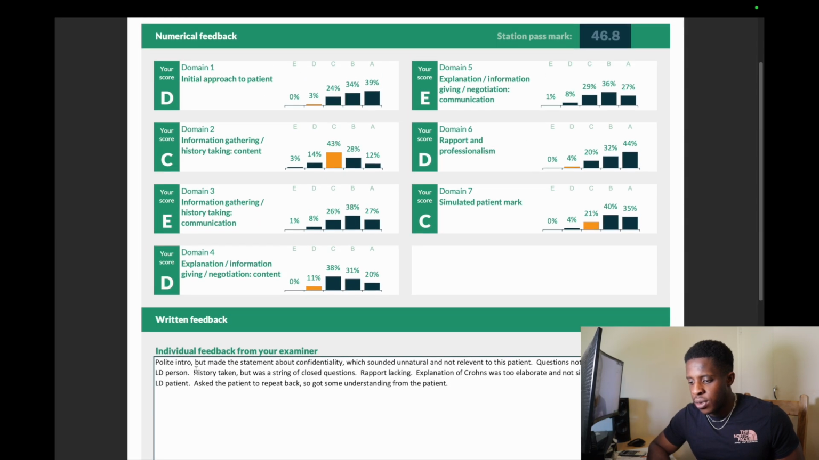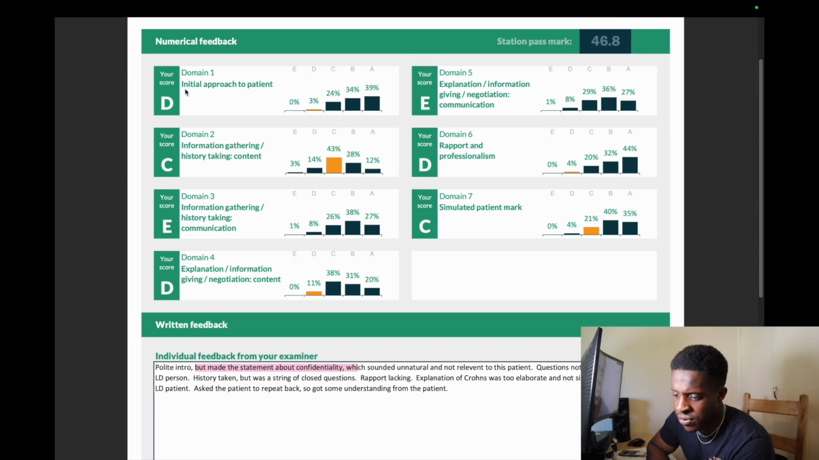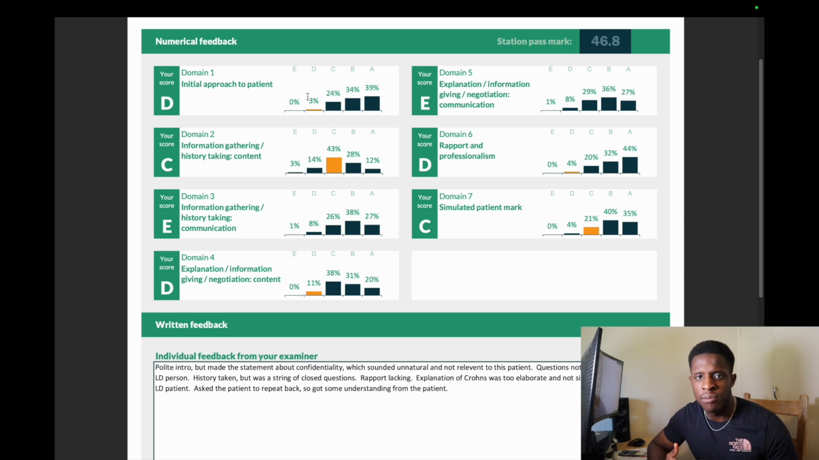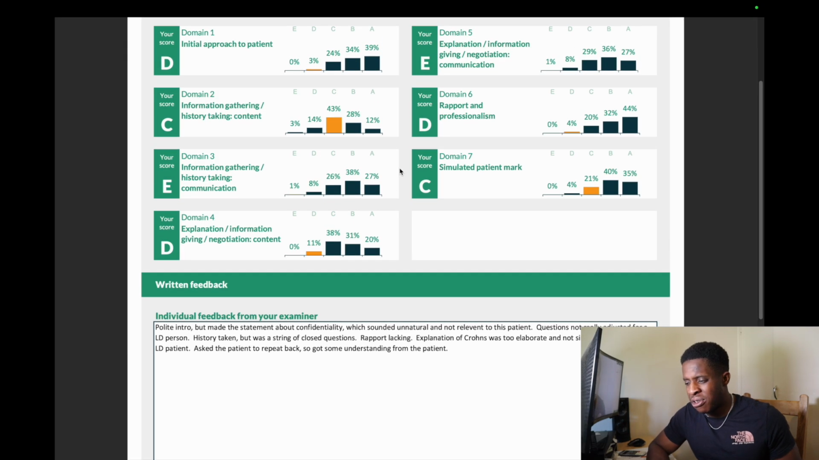So it says this sounded unnatural and not relevant to this patient, and I think I was marked worse because this is a patient with learning difficulties, and saying that might have made them a lot more anxious or nervous, and that's just not what you need when rapport is the key thing in this station. Like you see right here, my score for rapport is 4%. I got a D for that.